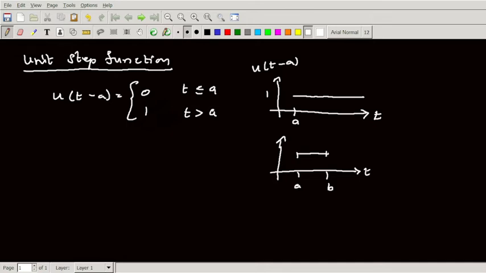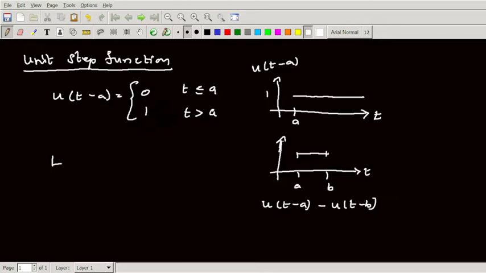This one we can express as u of t minus a minus u of t minus b. Now, if we apply the Laplace transform to this function, what happens?